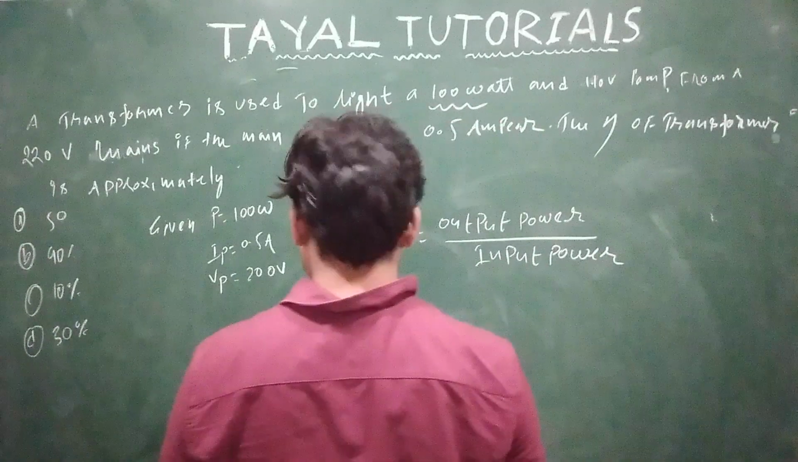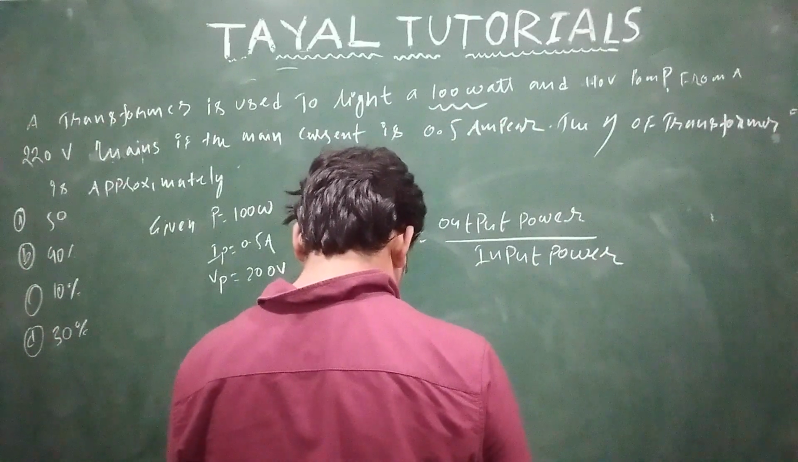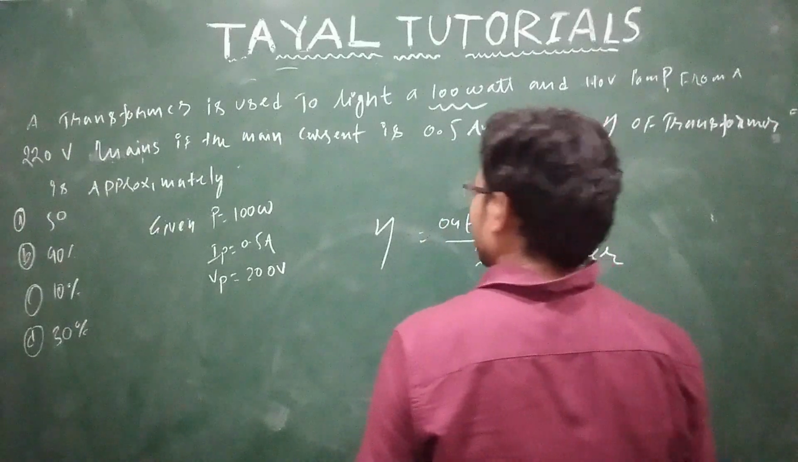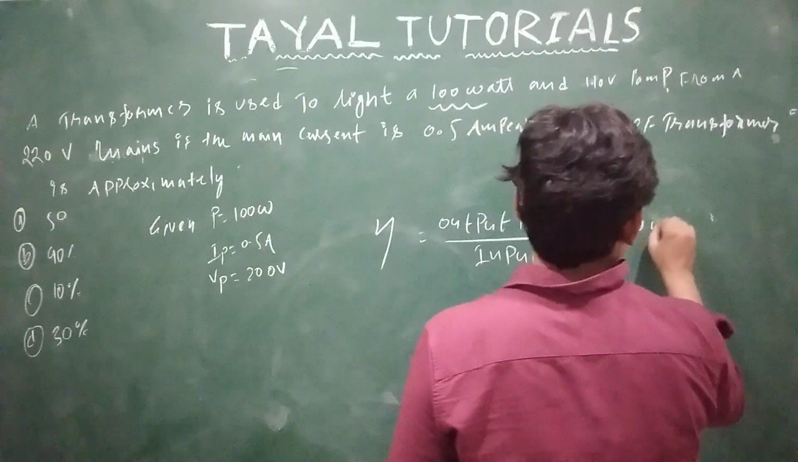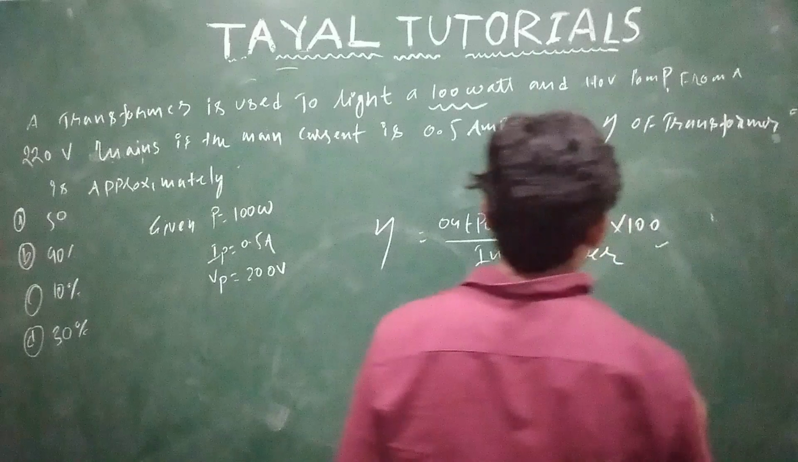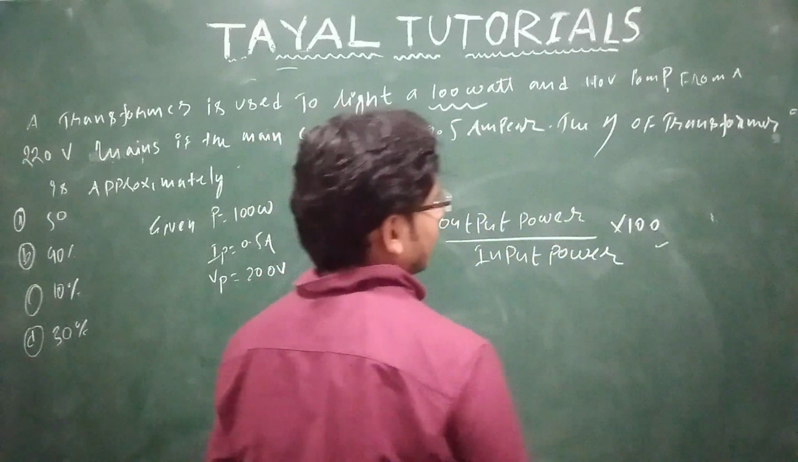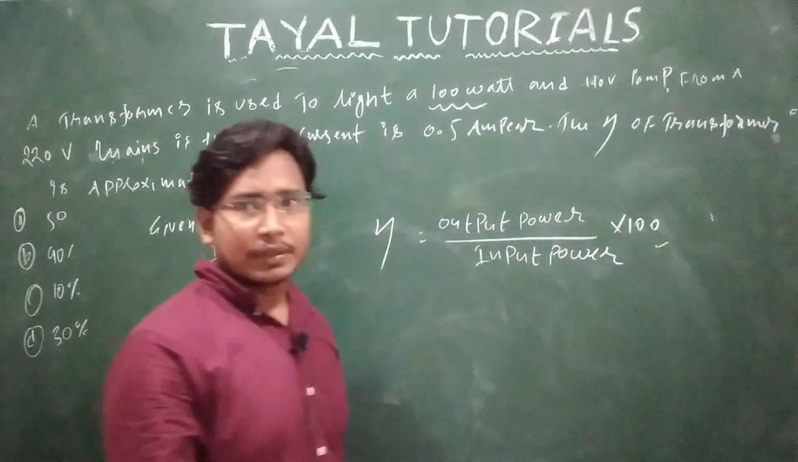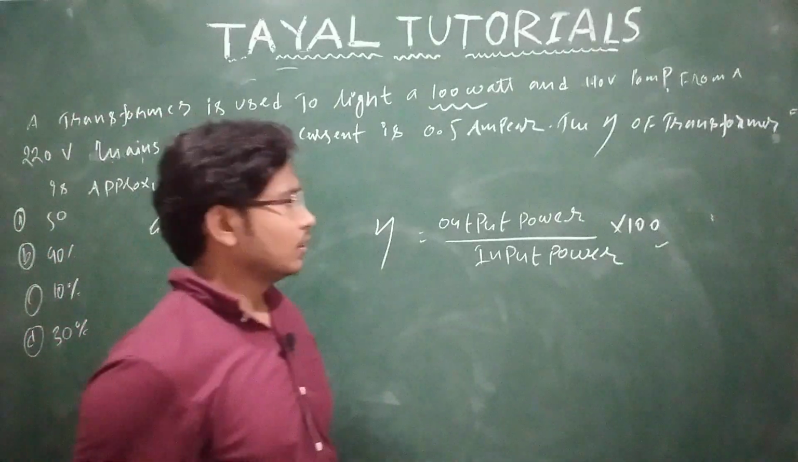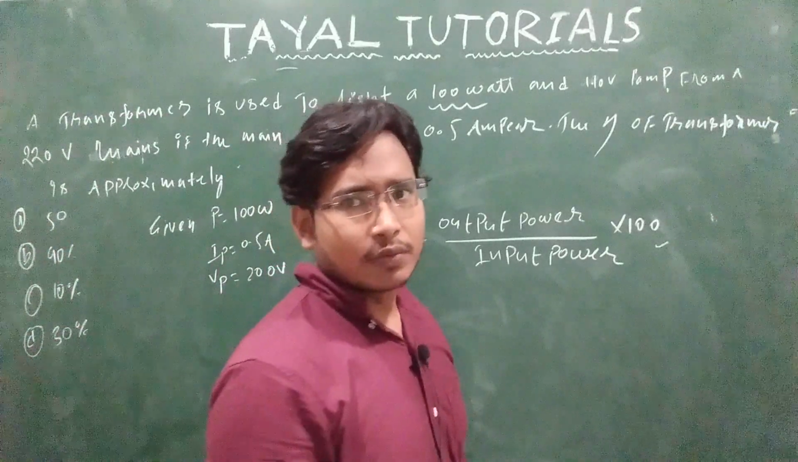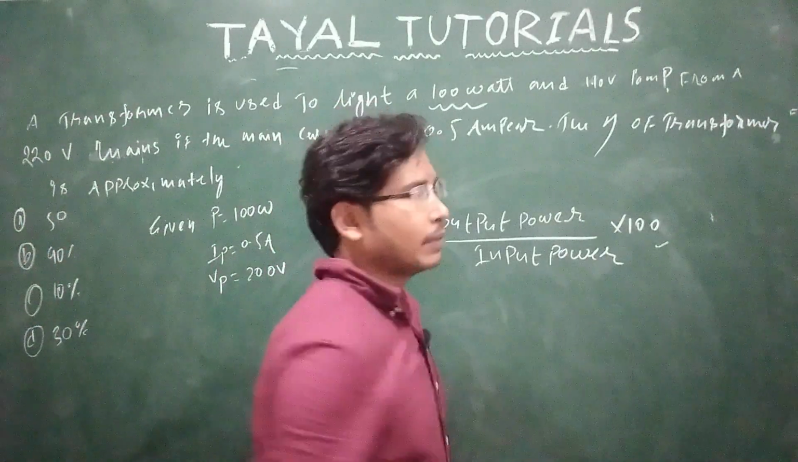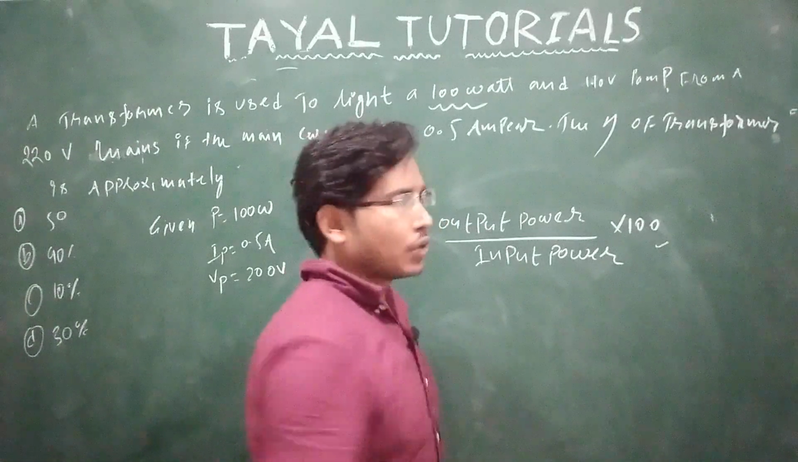So output power is 100 watt. You can multiply this by 100. Efficiency in the previous problem, you can also multiply with the 100. By mistake I have written that, 100 was not mentioned over there. You can multiply that. Efficiency will be output by input into 100.